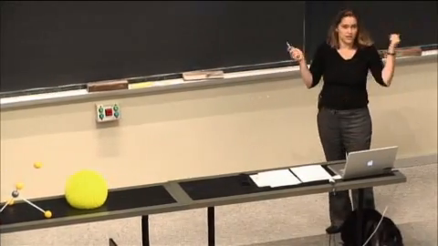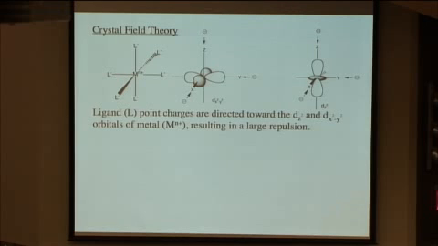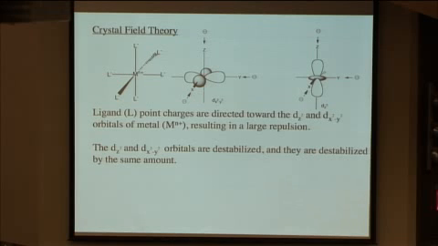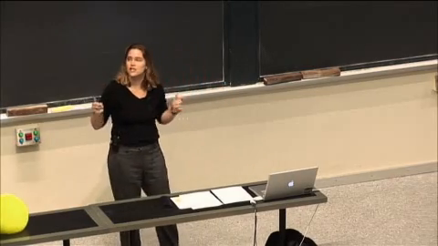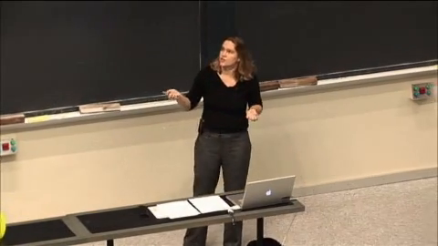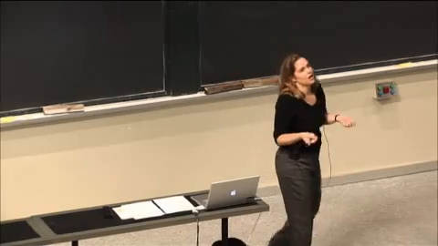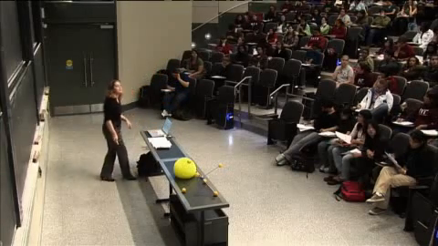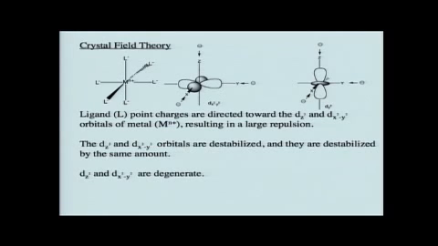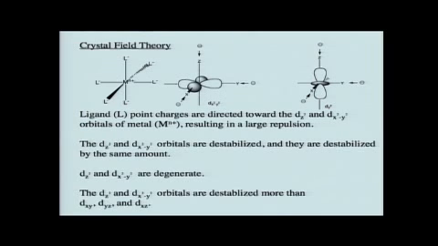All right, so here we have a case where our ligands are on axis, our orbitals on axis. This is a large repulsion. So I will tell you that the dz squared and dx squared minus y squared orbitals are destabilized, and they are destabilized by the same amount. So there's repulsion now, and they're destabilized by the same amount of energy. So what's it called when orbitals are of the same energy? Yeah. So dz squared and dx squared minus y squared are degenerate. They are destabilized more than the other three orbitals.